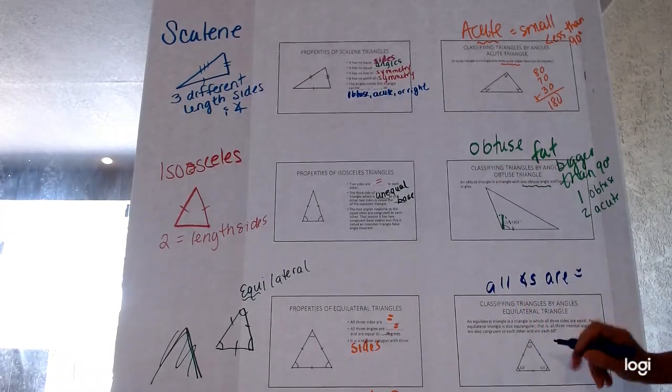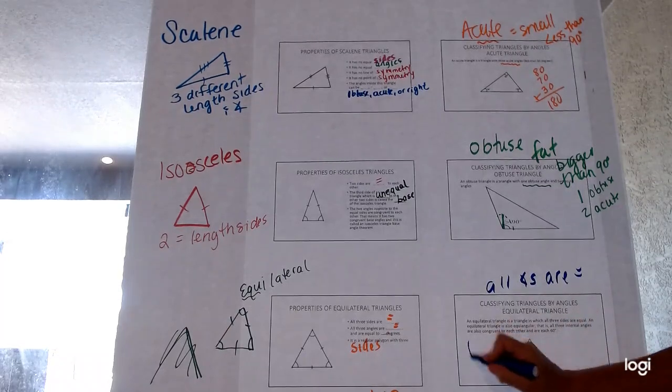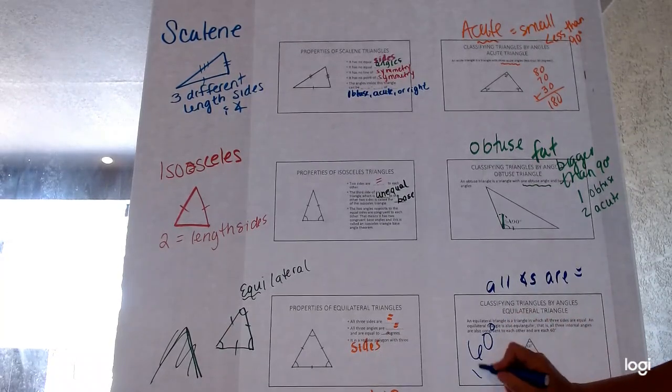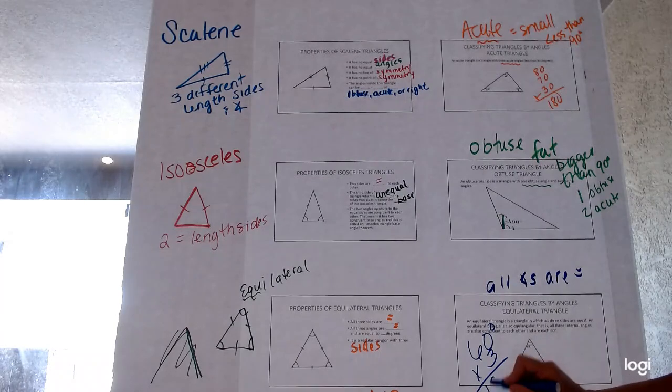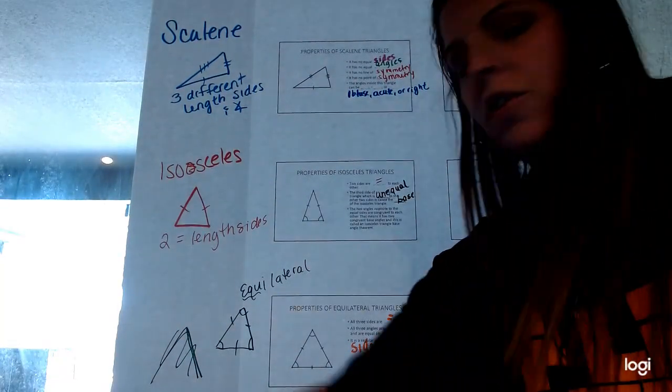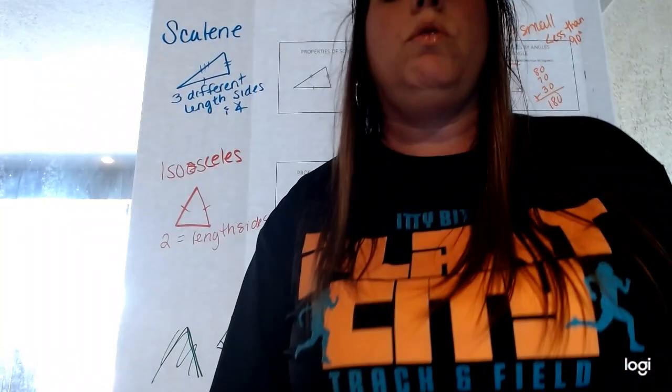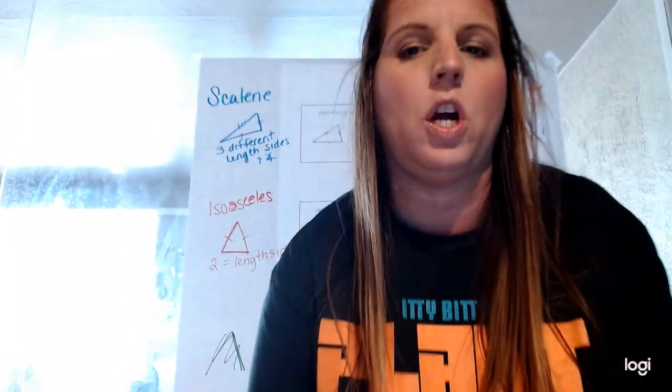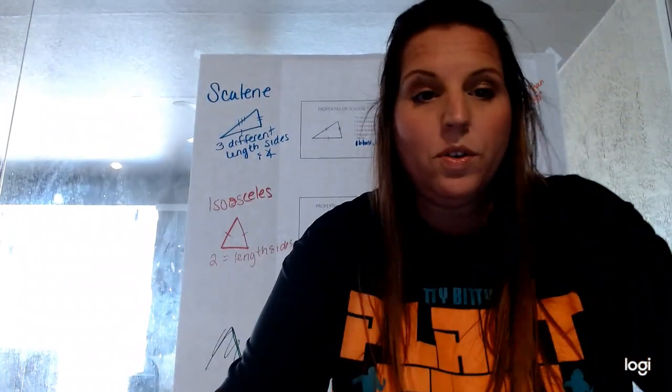And in an equilateral, each of the angles are always going to be 60 degrees, because 60 times 3 is 180 degrees. Because remember, the angles have to add up to 180 degrees. All right, so that's what you're doing. Oh, sorry, moving my table. So that's what we're doing today.